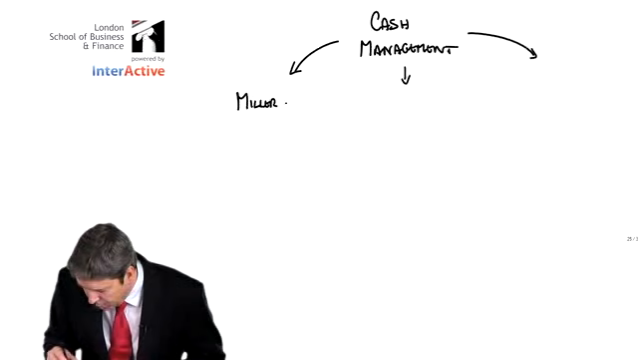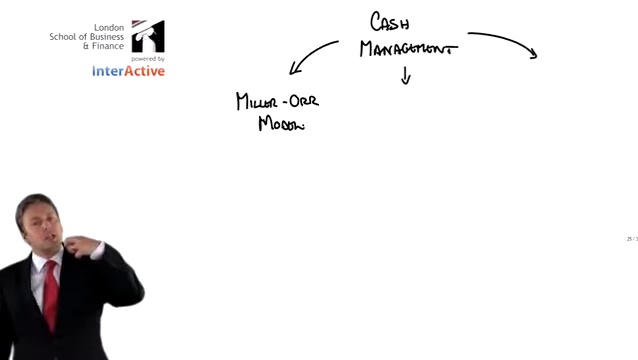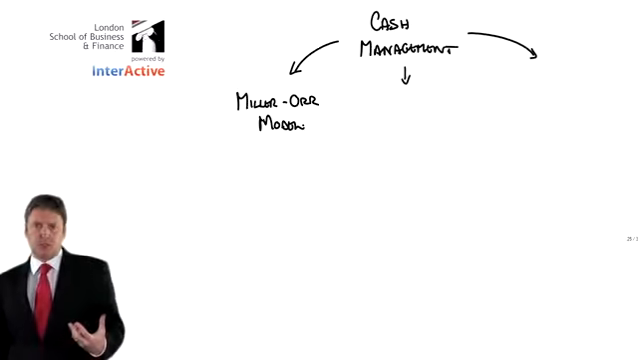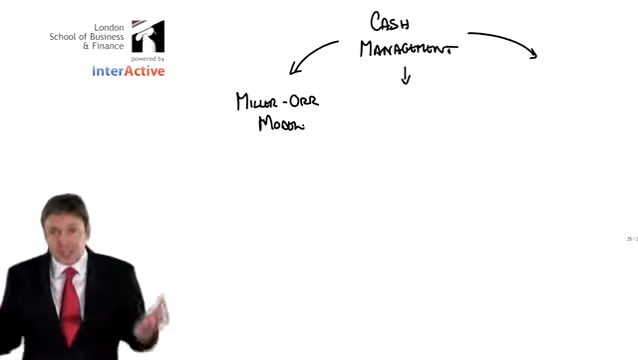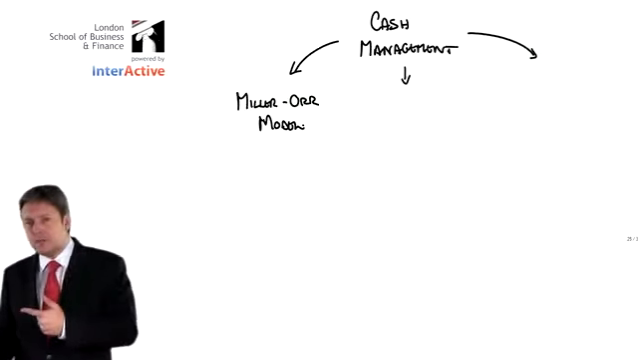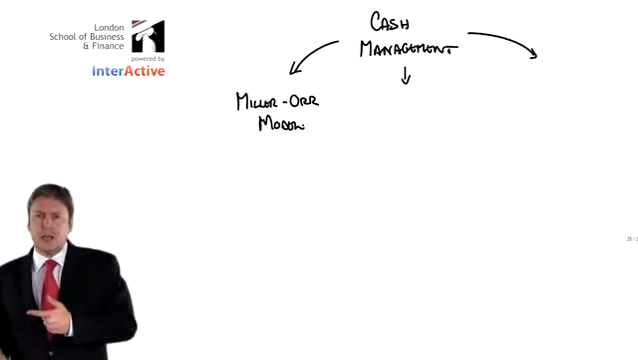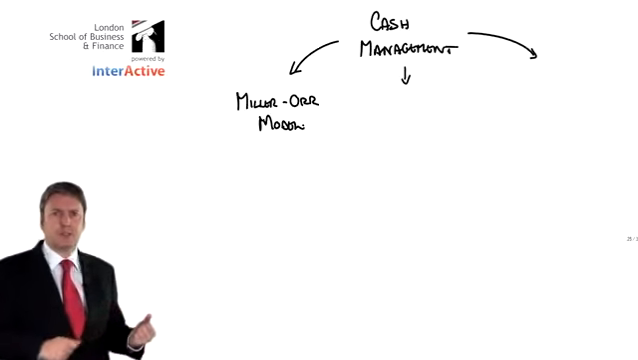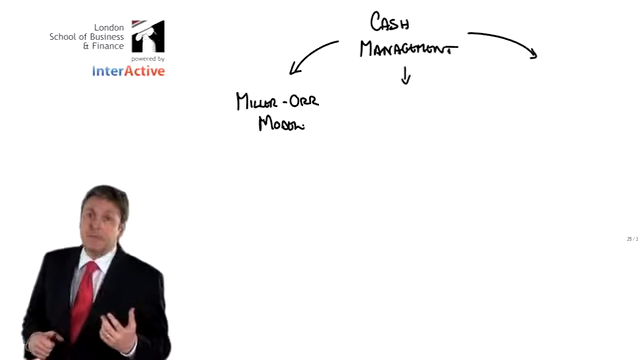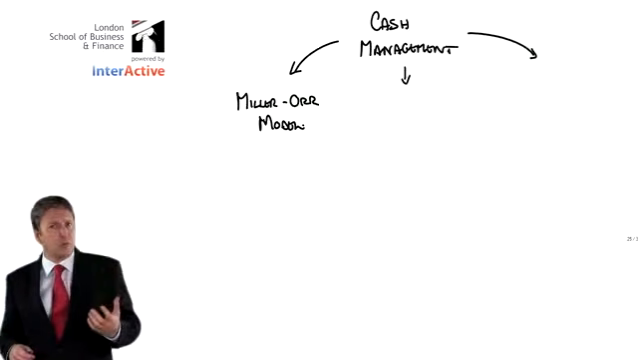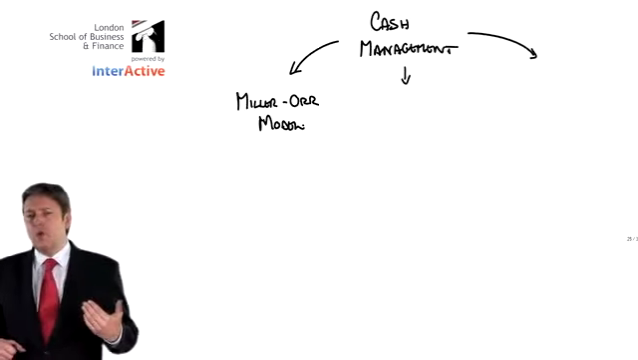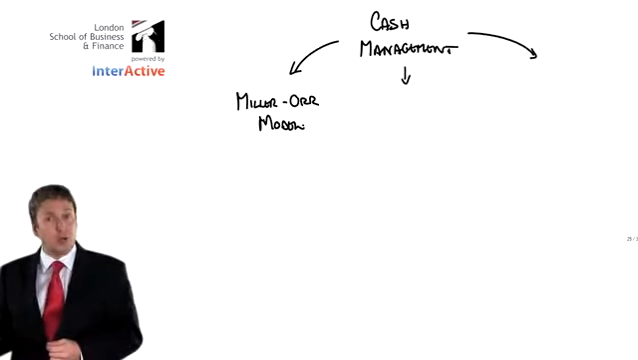One is the Miller-Orr model. The Miller-Orr model focuses on establishing what sort of balance of cash we should be looking to hold in order to do precisely that balancing act. Make sure we have enough so that we don't run out, but again, do not have excessive amounts. It does this in an environment of uncertainty, which is probably reflective of real life. The idea that on any given day, we don't know whether there will be a cash inflow or an outflow.